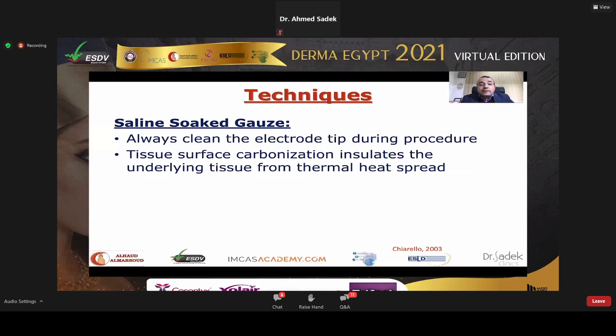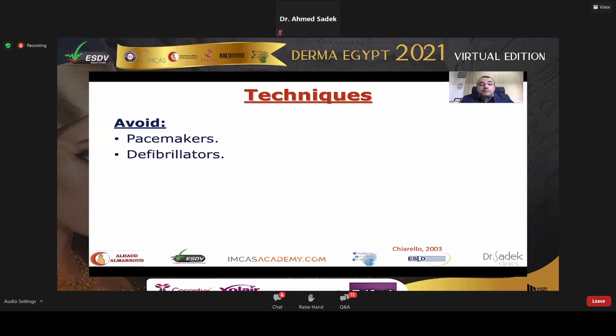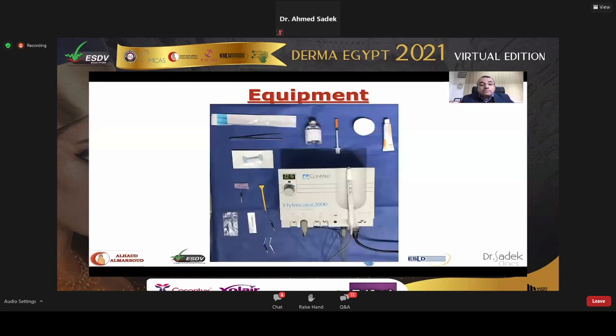We always have to have saline-soaked gauze to keep the electrode tip clean during the procedure, and to also cleanse the debris from the skin surface. We have to avoid patients having pacemakers or defibrillators, because the electromagnetic energy generated from the device might interfere with that and cause serious problems, up to death of the patients.